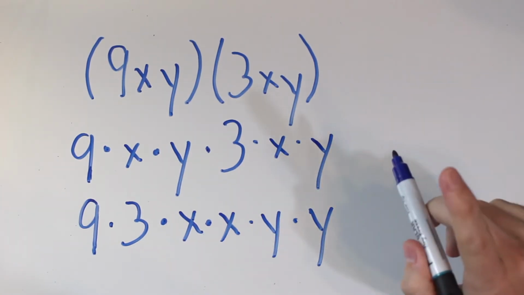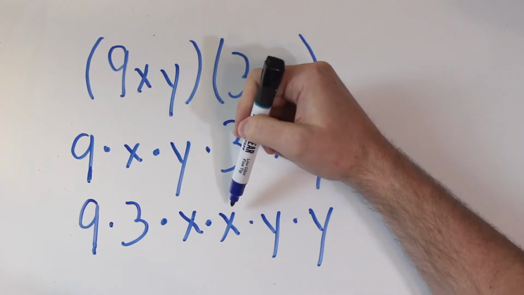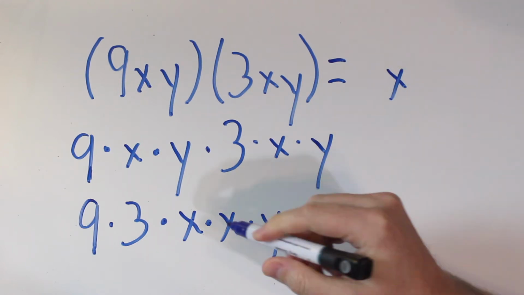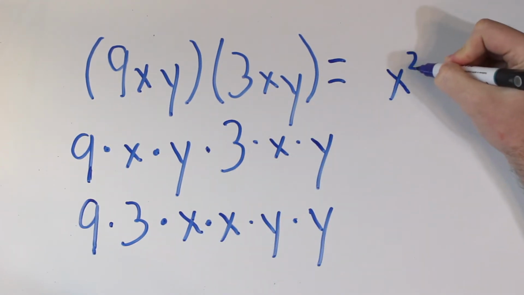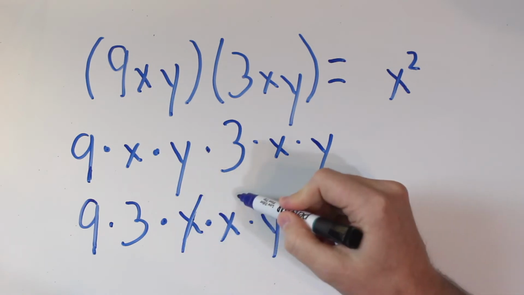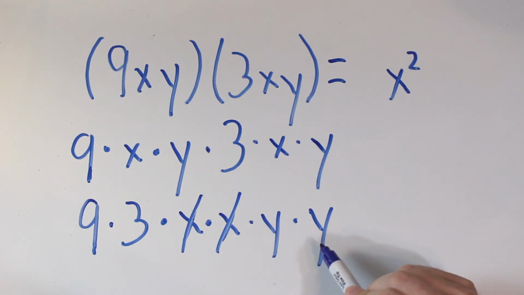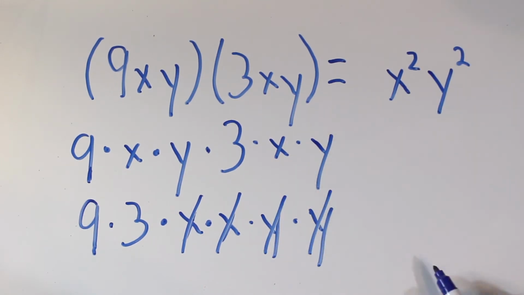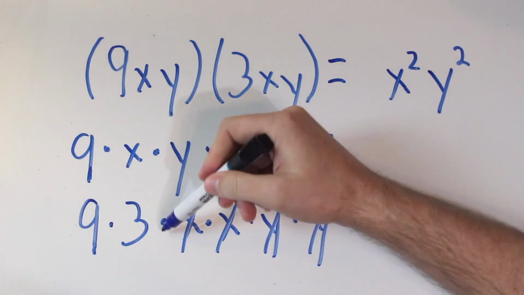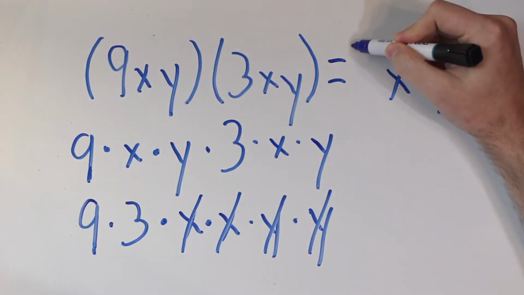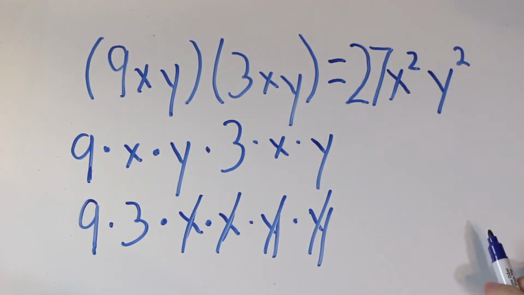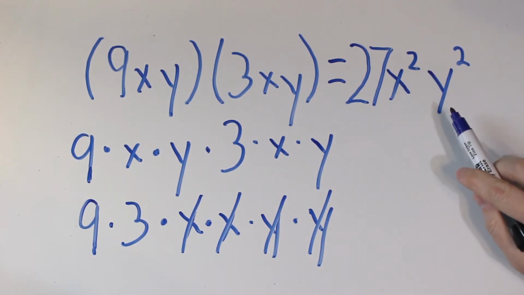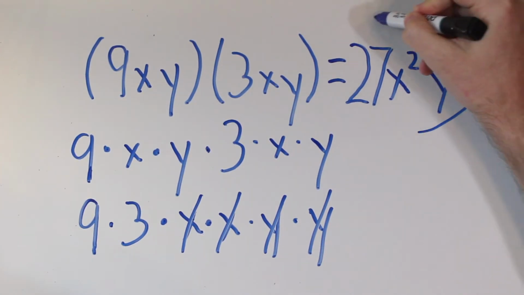Remember, any number multiplied by itself is that number squared. So x times x here is x squared. The same thing goes for this y times y. That is y squared. So now all we have left is 9 times 3, which is 27. So our answer is 27x squared y squared. Nice job.